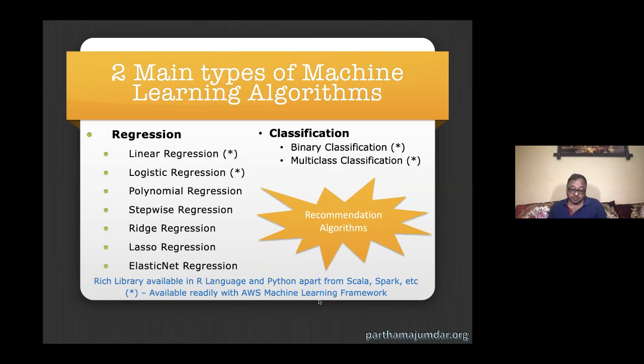Now, there are two broad categories of algorithms which we apply in machine learning. One algorithm set is known as regression, and one algorithm set is known as classification. Regression algorithms we typically apply for continuous kind of data. Continuous kind of data means, for example, the gentleman asked, how do I predict the price of a house 5 years from now?